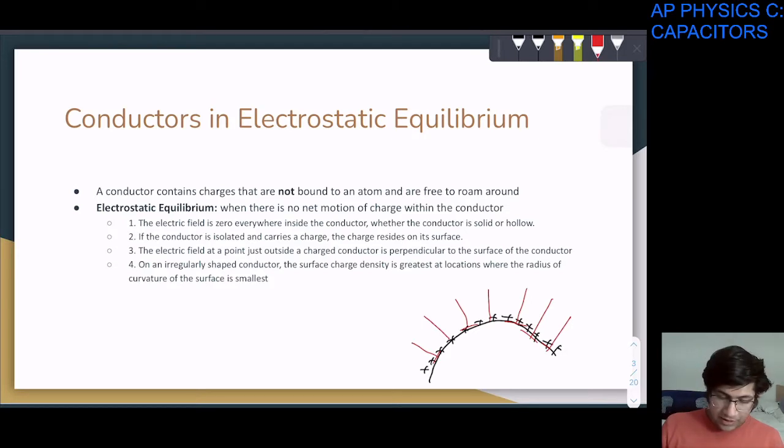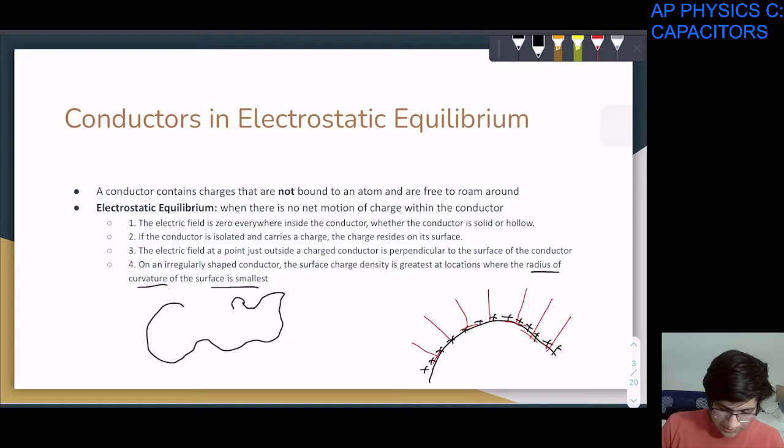Now, on an irregularly shaped conductor, the surface charge density is greatest at locations where the radius of curvature is the smallest. Let's break this down. If you have some kind of curve that looks like this, and it has another arc over there, in this portion of the surface the radius of curvature is pretty big, but over here, for this little curved surface, the radius of curvature is very small.